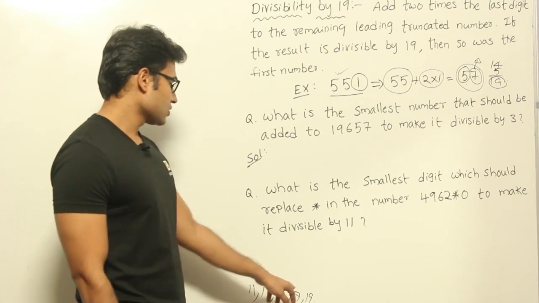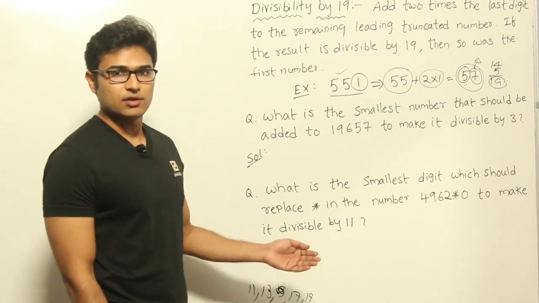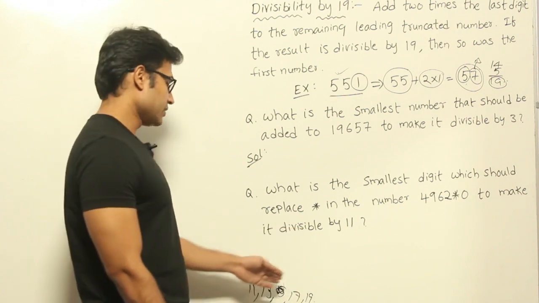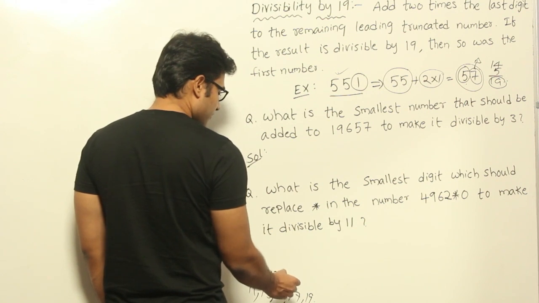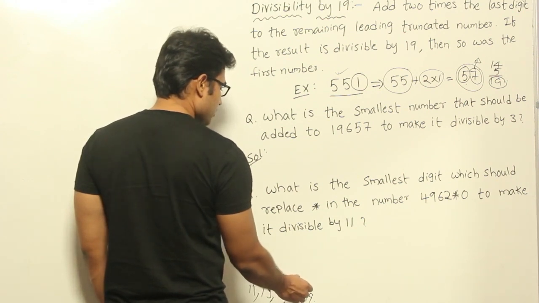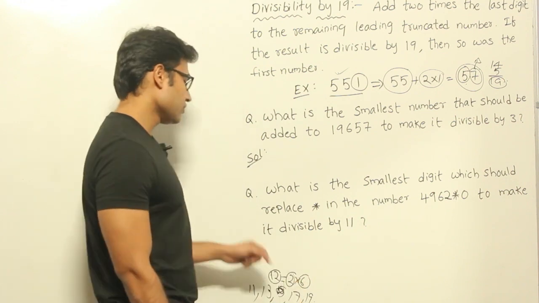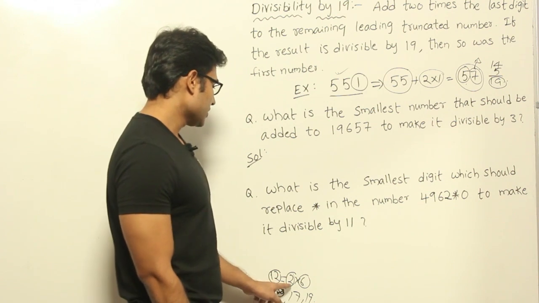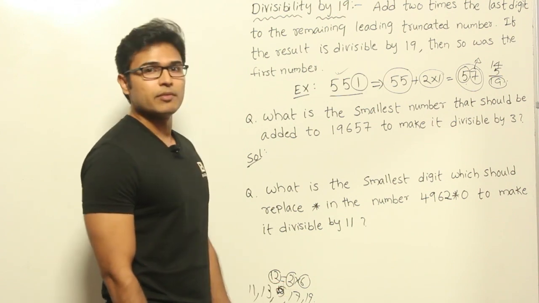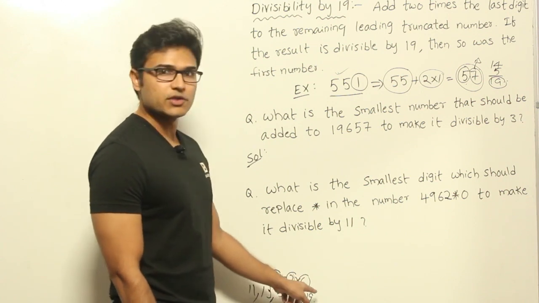Why did I discuss only these? Because only these are the prime numbers less than 20. So in case you have composite numbers like 12, since 12 can be written as 2 into 6, you could apply these definitions for 2 and 6, which means a number is divisible by 12 if it is divisible by 2 and 6, isn't it? Then check whether the number is divisible by 2 and check whether it is divisible by 6, using these simpler definitions.